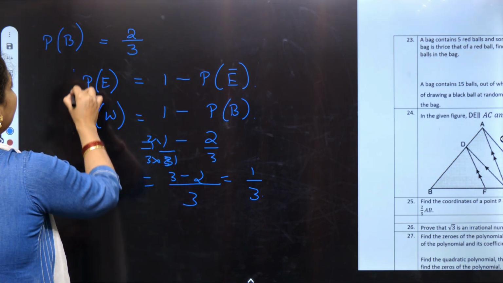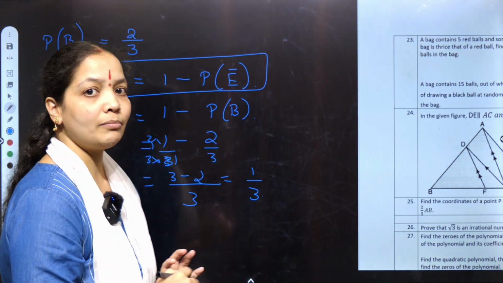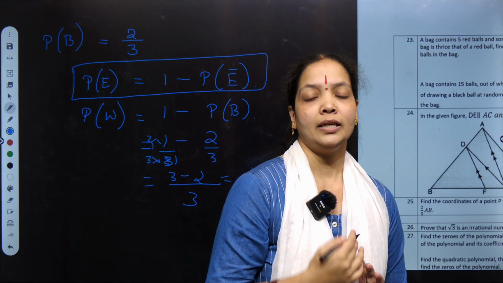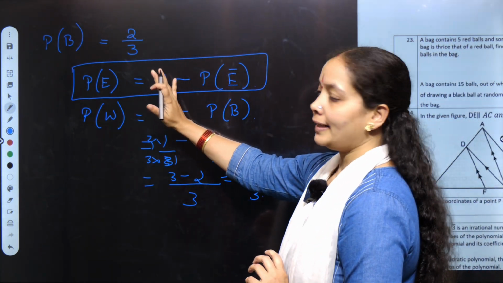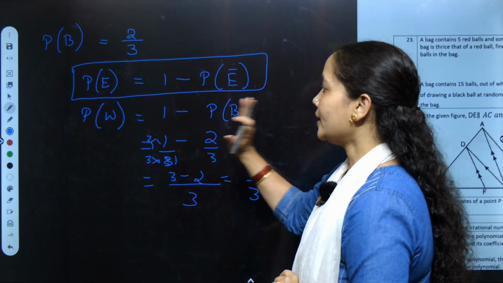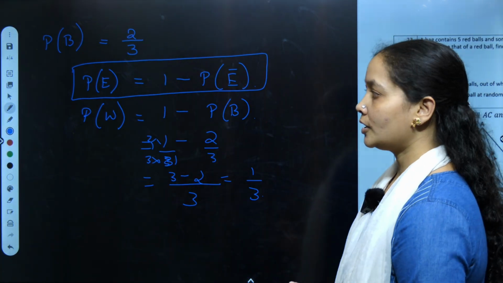This is the important point that I have to remember. The probability of an event happening is 1 minus the probability of the event not happening, because probability can never be greater than 1. Any probability can never be greater than 1. You have to keep that in mind and move on.